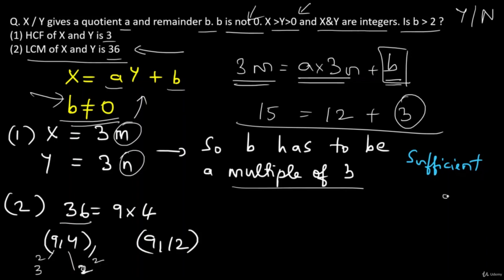So 9 and 12, if you take out 3, you will be left with 3 and 4. Again, 3 into 3 into 4, your LCM is 36. So it does not change. Alright, now let's proceed. I have 9 and 12. Just for practice, what would be some other set of numbers which have 36 as the LCM?